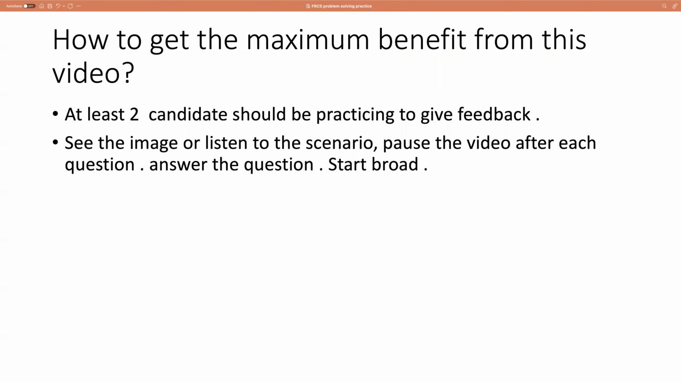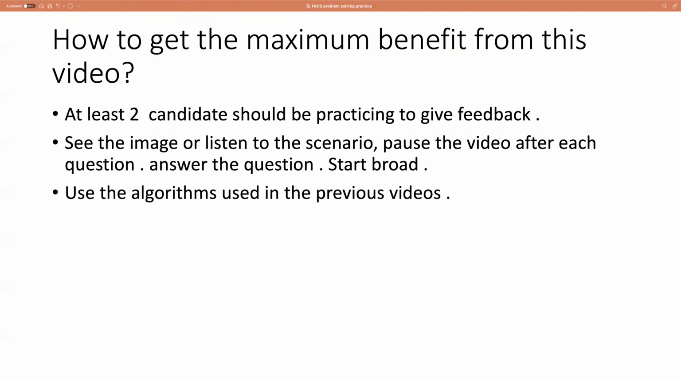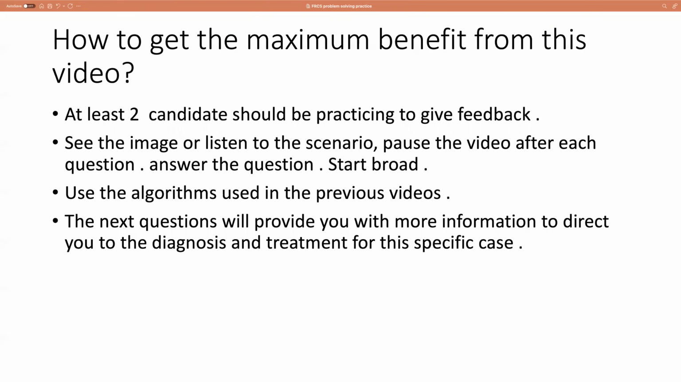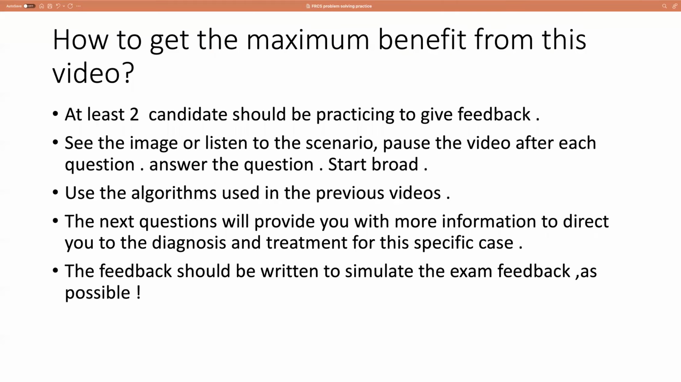Answer the question loudly. Try to start broad. Don't dedicate yourself to a diagnosis. Use the algorithm used in the previous videos. The next question will provide you with more information to direct you to the diagnosis and the treatment for this specific case. The feedback should be written to simulate the exam feedback as much as possible.